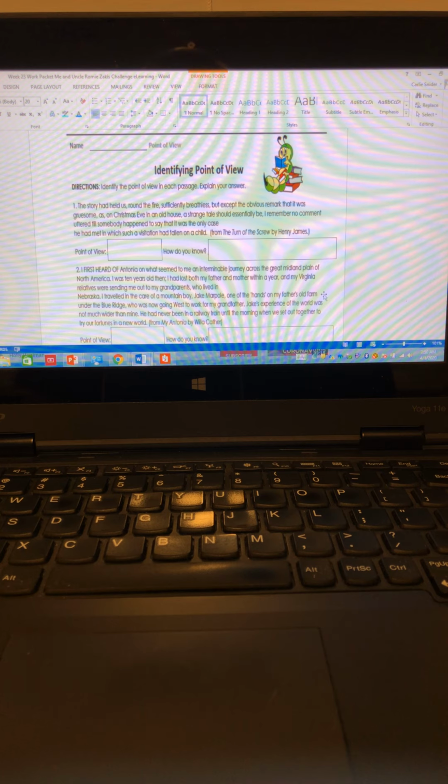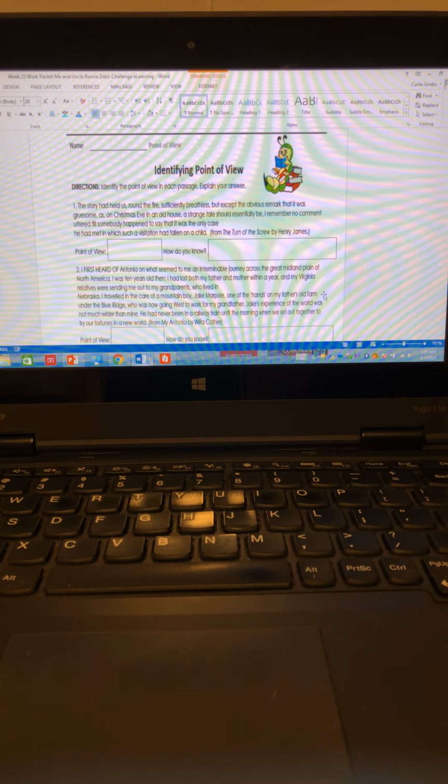Number one. The story had us round the fire, sufficiently breathless, but except the obvious remark that it was gruesome, as on Christmas Eve in an old house, a strange tale should essentially be. I remember no comment uttered till somebody happened to say that it was the only case he had met in which such a visitation had fallen on a child. From The Turn of the Screw by Henry James.